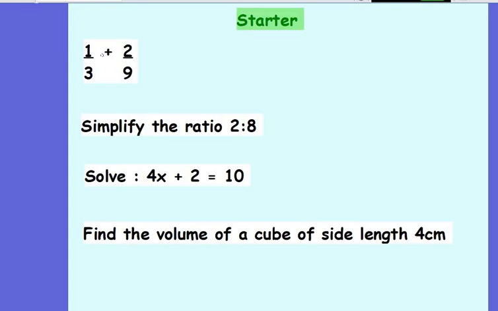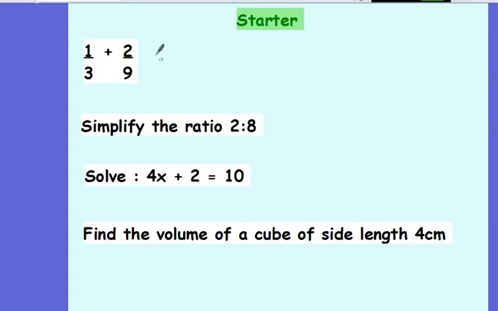In your blue books, can you work out 1/3 plus 2/9? Can you simplify the ratio 2 to 8? Can you solve 4x plus 2 equals 10? And can you find the volume of a cube of side length 4? Please pause the video and have a go at those questions now.